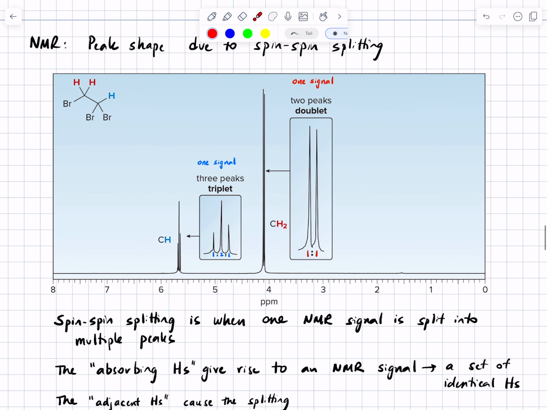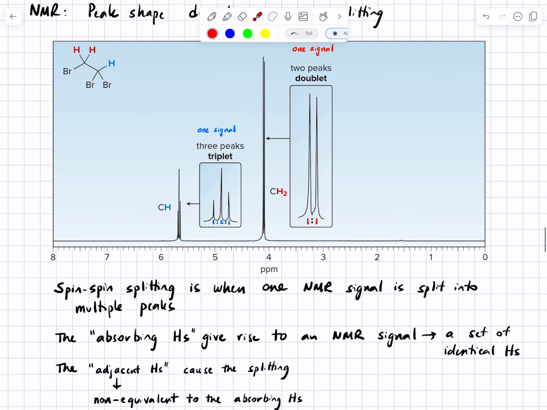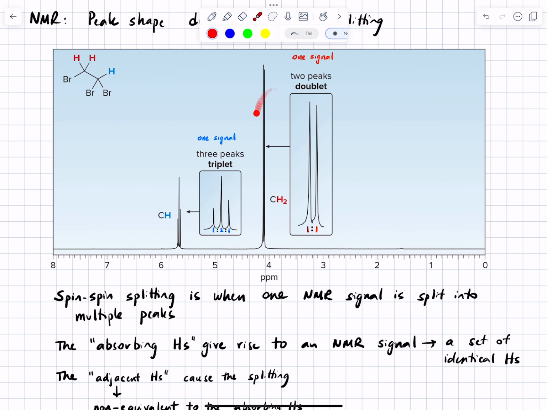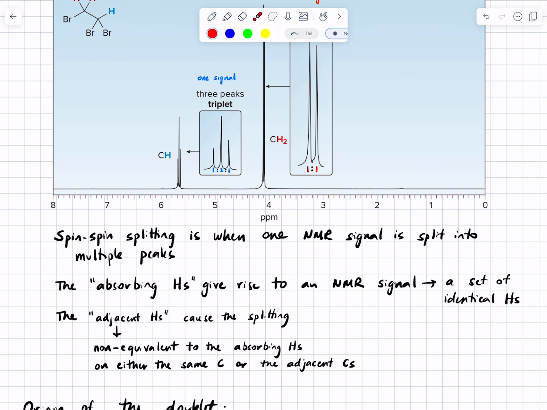In our discussion, we're going to have to distinguish between an absorbing proton, which is the proton that gives rise to an NMR signal, and then the adjacent protons, which give rise to the splitting. So it's this blue proton that gives rise to this NMR signal, but it's the red protons that cause the splitting present in that NMR signal. So in analyzing this peak, the blue proton is the absorbing proton, the red protons are the adjacent protons. Similarly, if we were to zoom in on the red peak, the red protons would be the absorbing protons, and the blue proton would be the adjacent one that causes the splitting into the doublet.